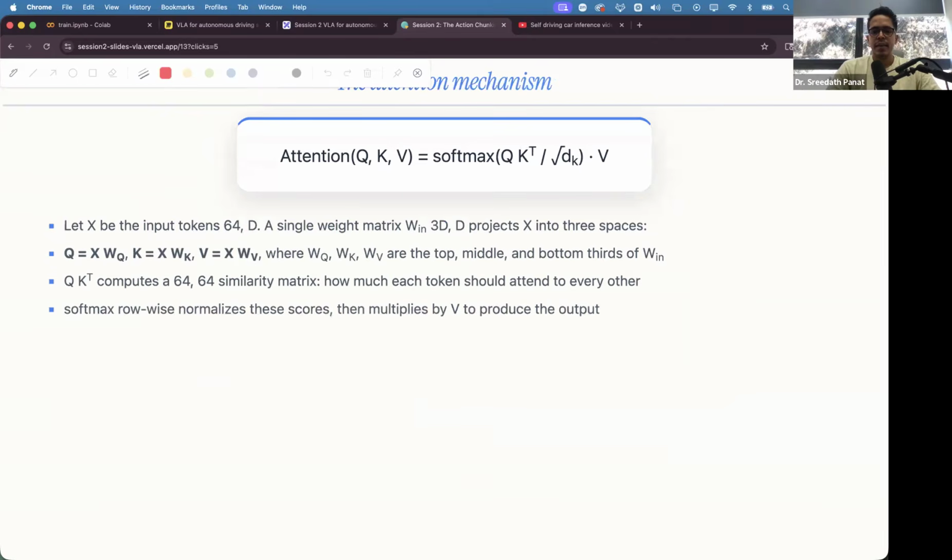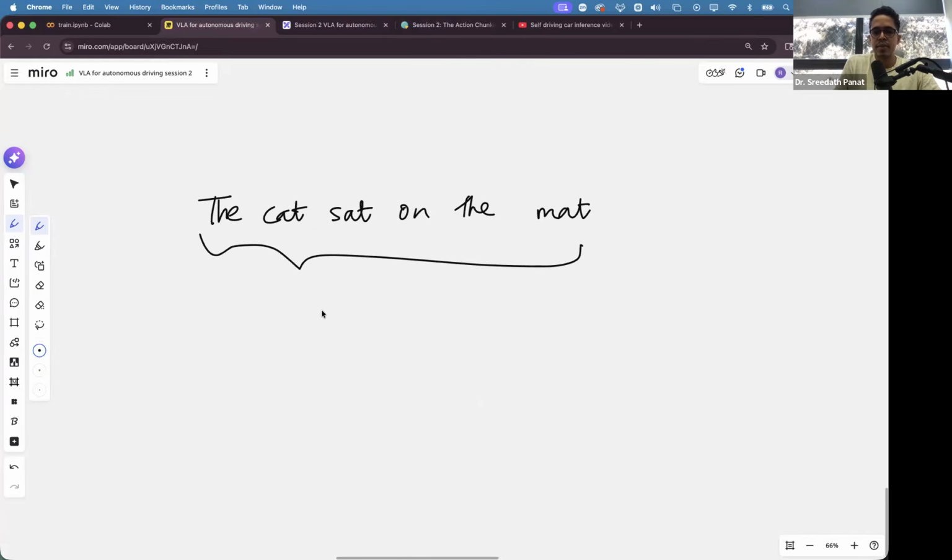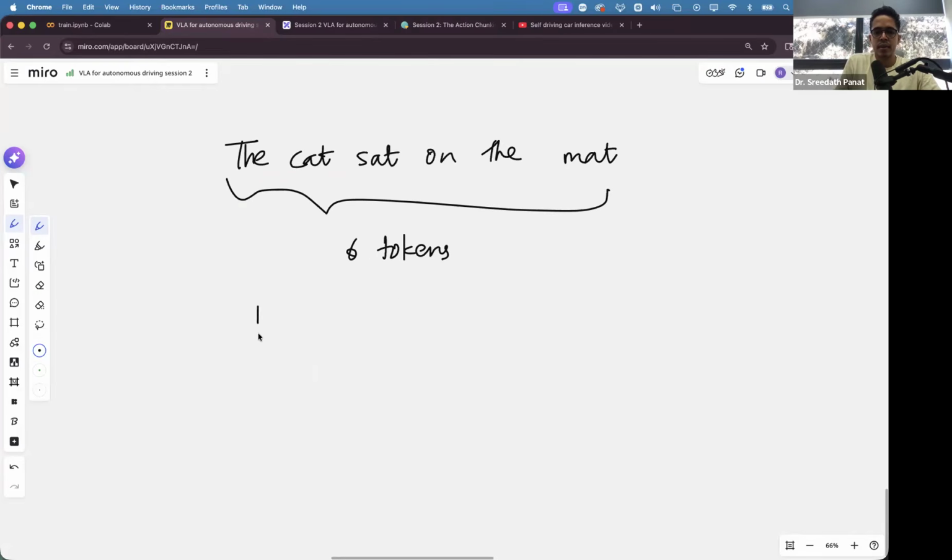Okay, so let me spend a little bit of time on this attention mechanism, just to make sure that you guys know what this is about. So let's say you have these tokens: the cat sat on the mat. And let's say one word is equal to one token. So these are 6 words, so you have 6 tokens.